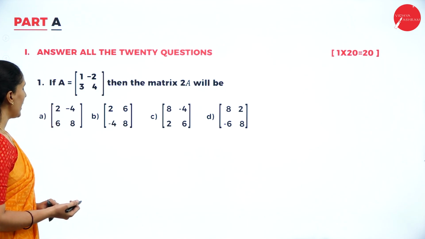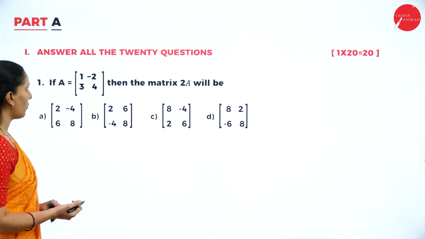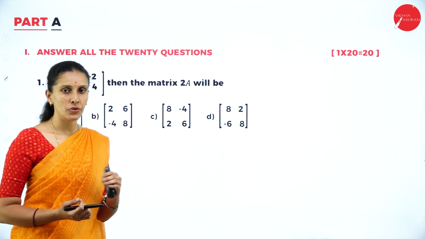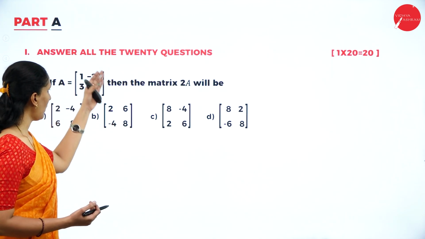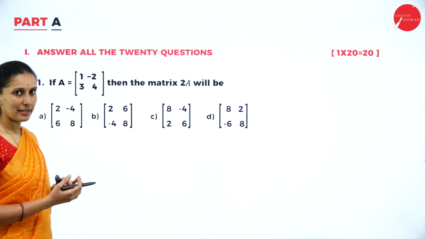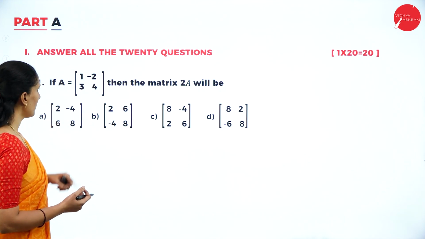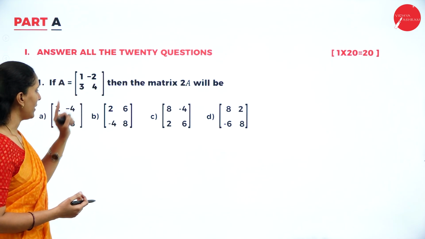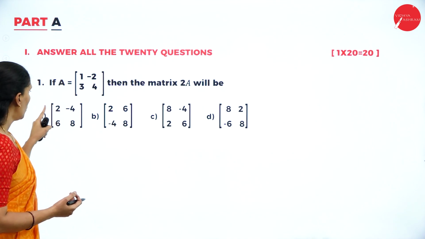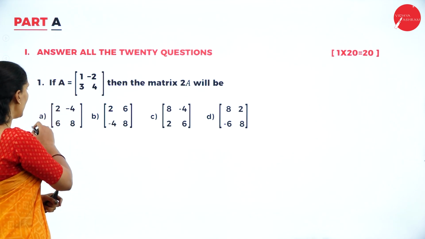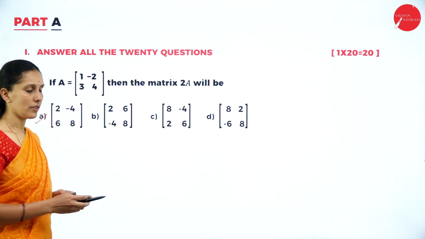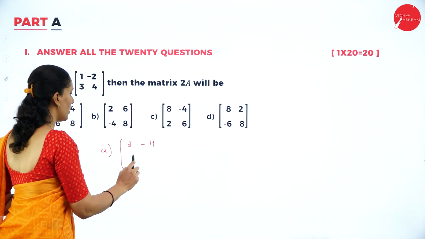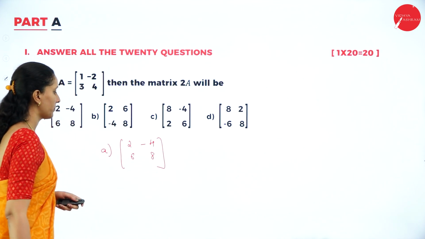If matrix A is 1, minus 2, 3, 4, then the matrix 2A will be. We know 2A means 2 is a scalar, so you need to multiply 2 to all the elements inside the matrix. After multiplying, I should get the value as 2, minus 4, 6 and 8. Let's look at the options here: 2, minus 4, 6, 8. Clearly, our first option is the answer. So the correct option is 2, minus 4, 6 and 8.